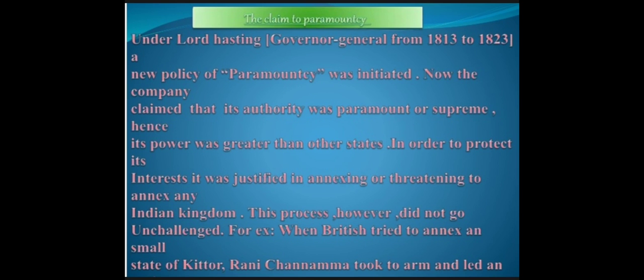Now, claim to paramountcy. As the British were proving themselves to be the best power across India, this enhanced their desire to rule the whole territory, and they started direct conquest under Lord Hastings in 1813 to 23. The British also wanted to secure the northwest frontier of their empire in India. For this, they fought wars with Afghanistan and Punjab and finally won over their territories in 1843 and 1849 respectively.